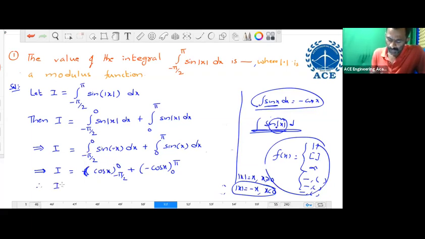Therefore, I equals cos 0, which is 1, minus cos pi by 2, which is 0, plus, with this minus sign, according to the first property of definite integral, I am substituting first the lower limit and then the upper limit. So cos 0 is 1, cos pi, minus of minus.